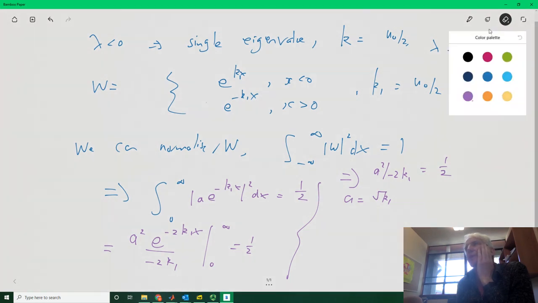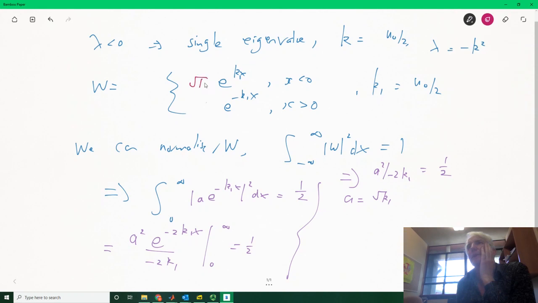Eigenfunctions are always defined up to a constant by definition. So this is the square root of k1. You get this decaying exponential function, and as k becomes bigger, it decays faster. It's more trapped, but there's only a single value that you get. So that's the solution for lambda less than 0. And now we're going to solve for the case when lambda is greater than 0.